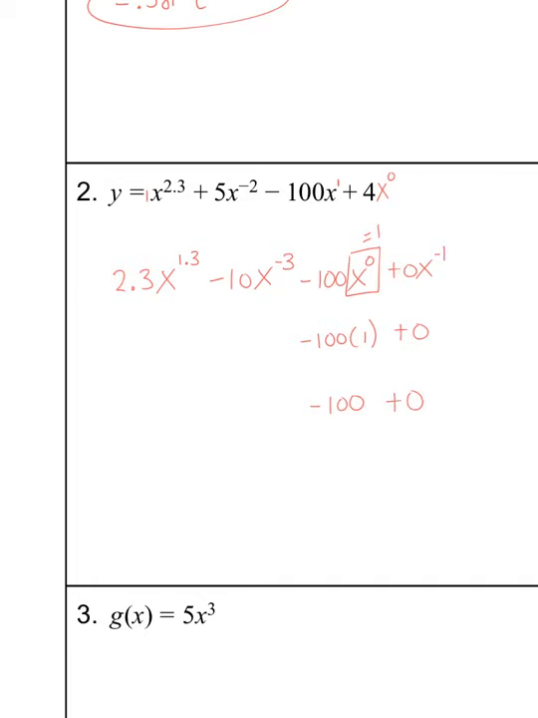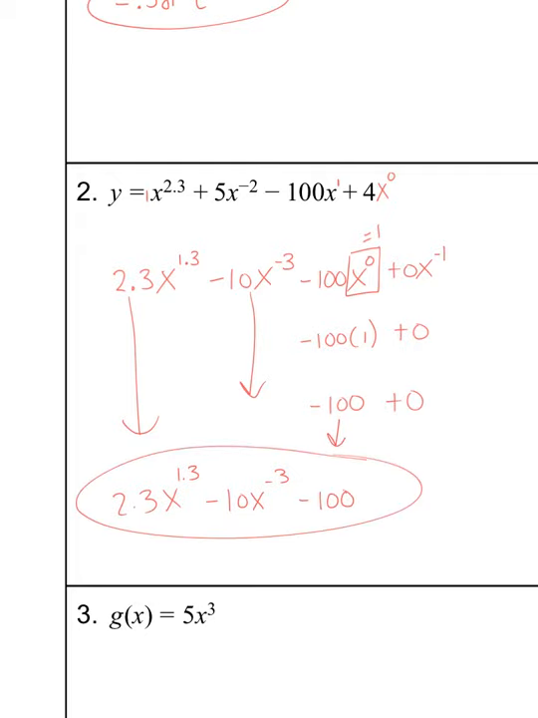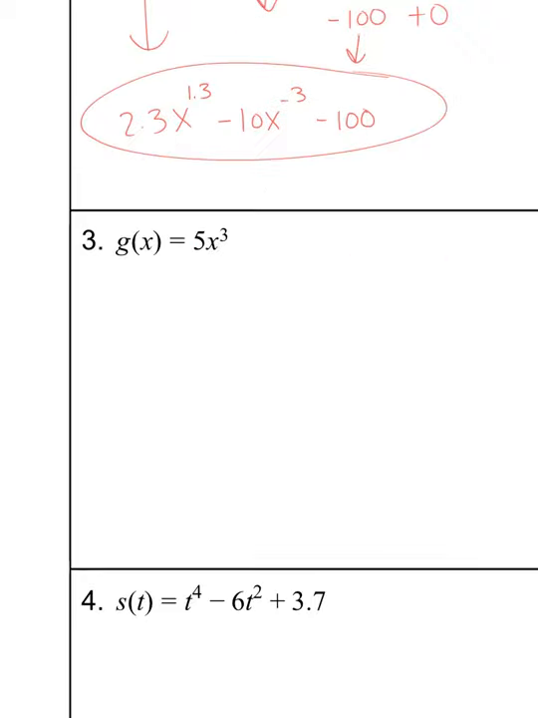All right, so our derivative is, this is part of it, 2.3 x to the 1.3. This is also part of it, negative 10x to the negative third, and then we have negative 100. There you go, there's the derivative. Number 3, easy peasy, just one term. 3 times 5 gives me 15x. 3 minus 1 gives me 2, 15x squared.